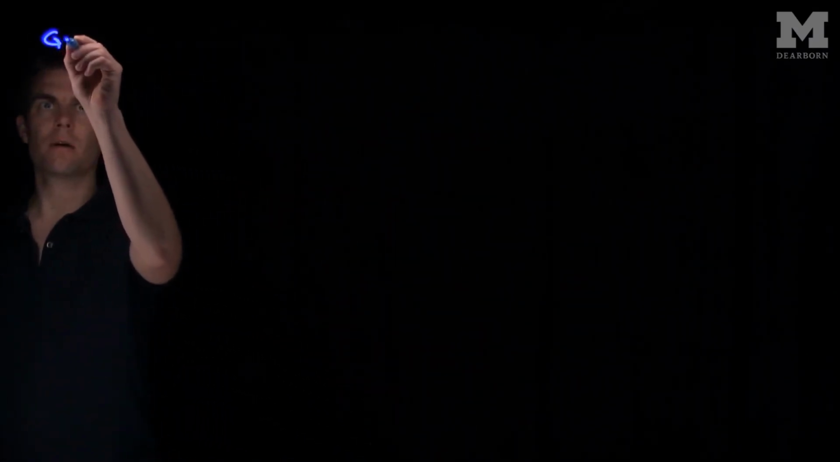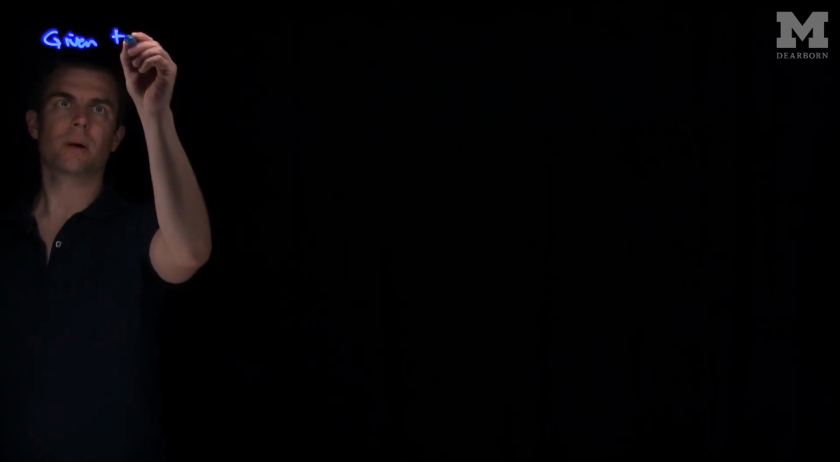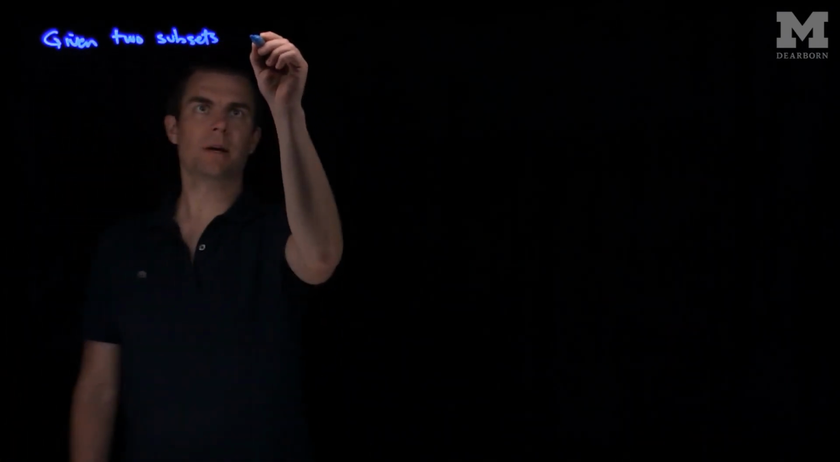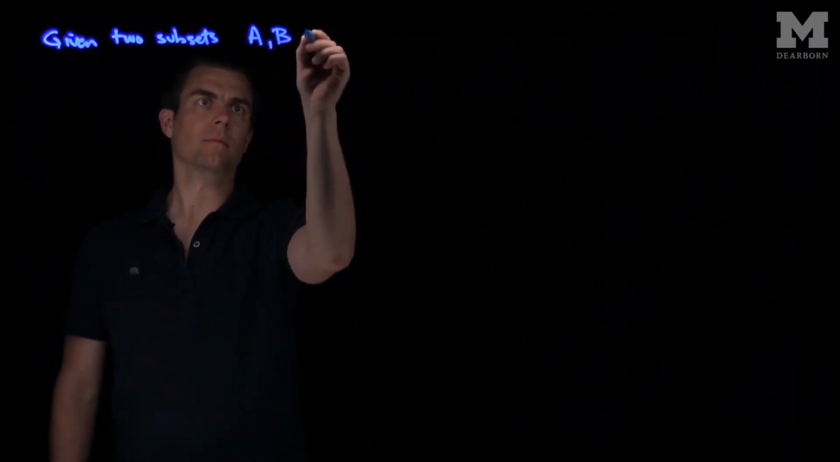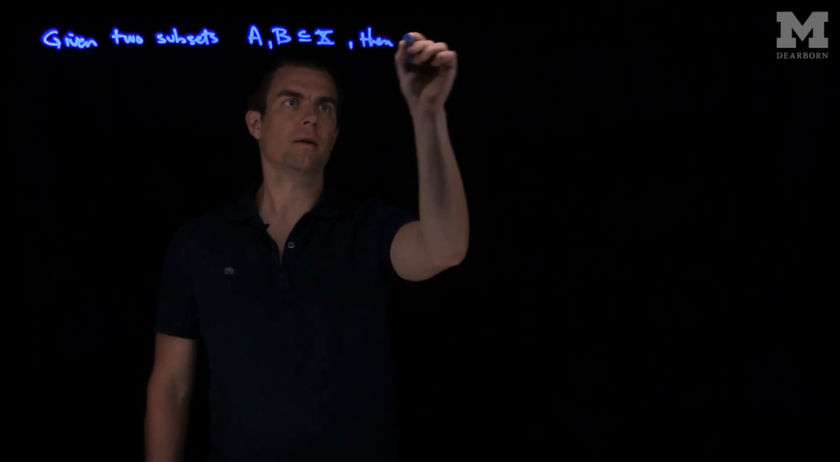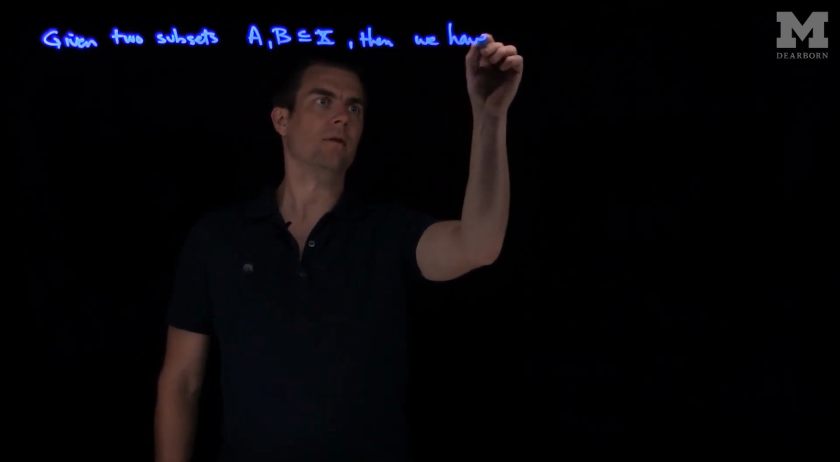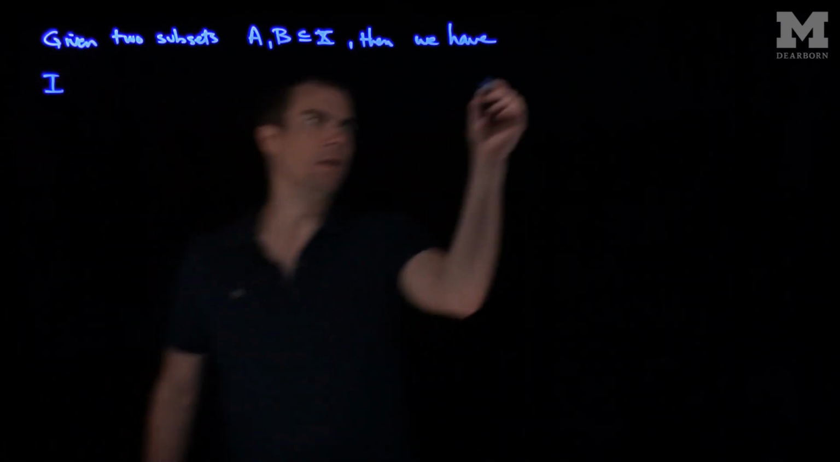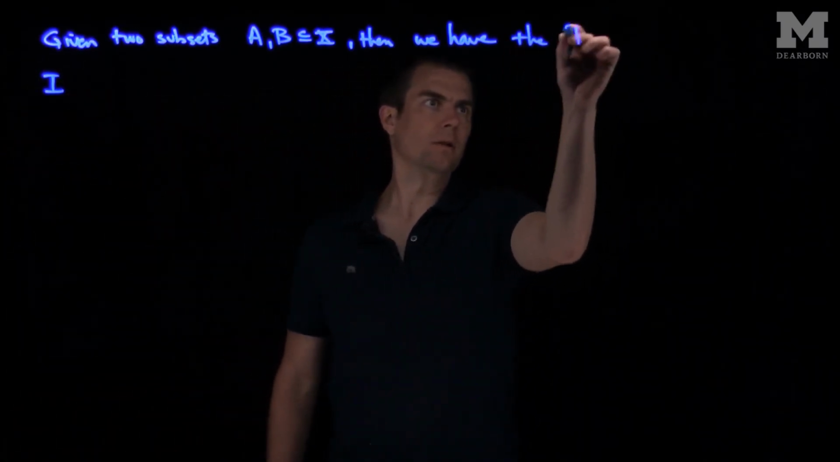Hello students, in this video we'll discuss the DeMorgan laws for taking complements of unions and intersections. If we're given two subsets, A and B, of X, some larger set, then we have the following two rules, the DeMorgan laws.